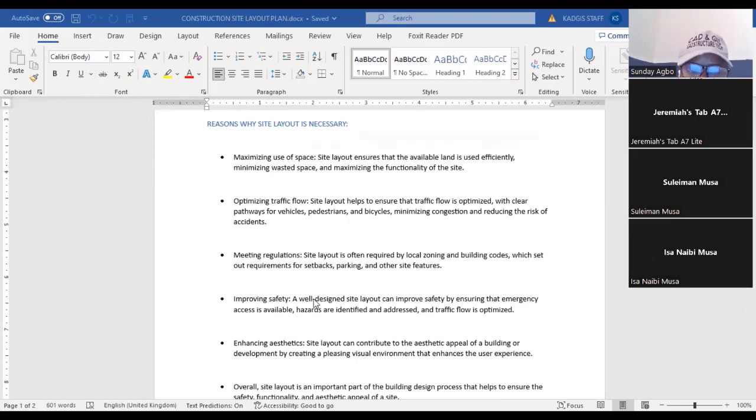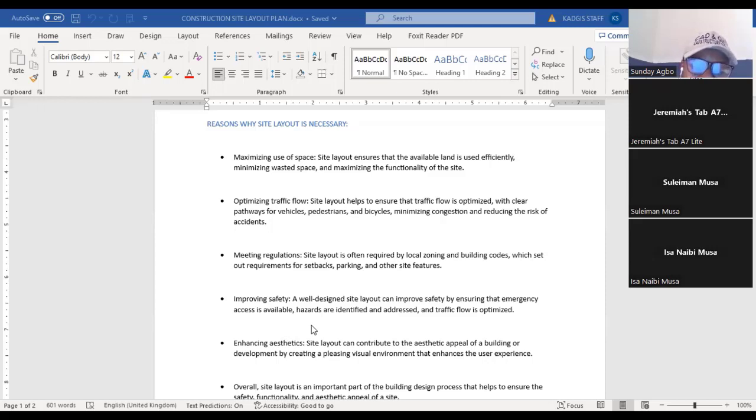Okay, then improving safety. A well-designed site layout can improve safety by ensuring emergency access. So it's still the same thing. If your site is well designed, it will help in taking safety measures in your construction site, because that has to do with the movement of goods or equipment within the site. If it is not well planned, it's obvious that there is going to be a lot of hazard in the site.